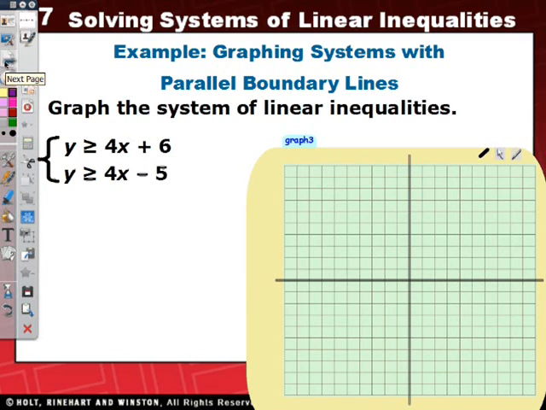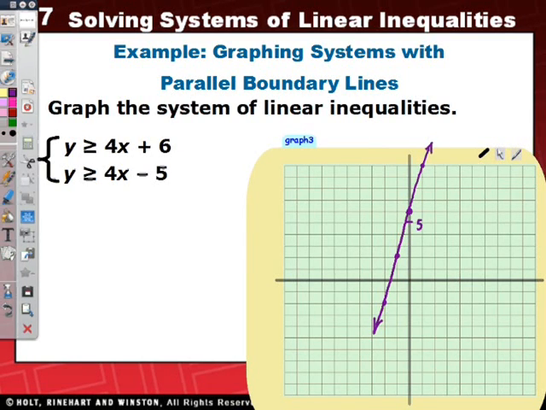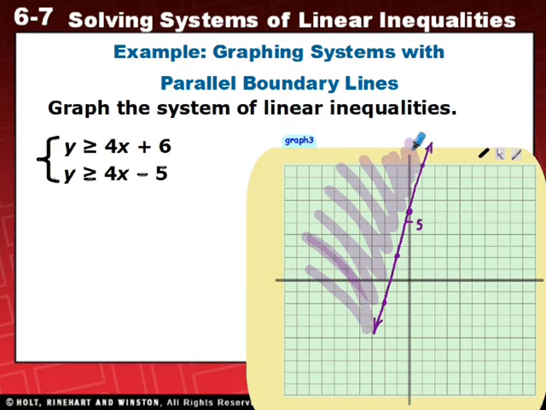So 4x plus 6. So here's 5. Here's 6. Slope of 4. Right? And it's equal to, so we're going to just draw a nice line here. And we're going to shade above the line. So greater values of y. That's up here, so that's the top side of the line there.